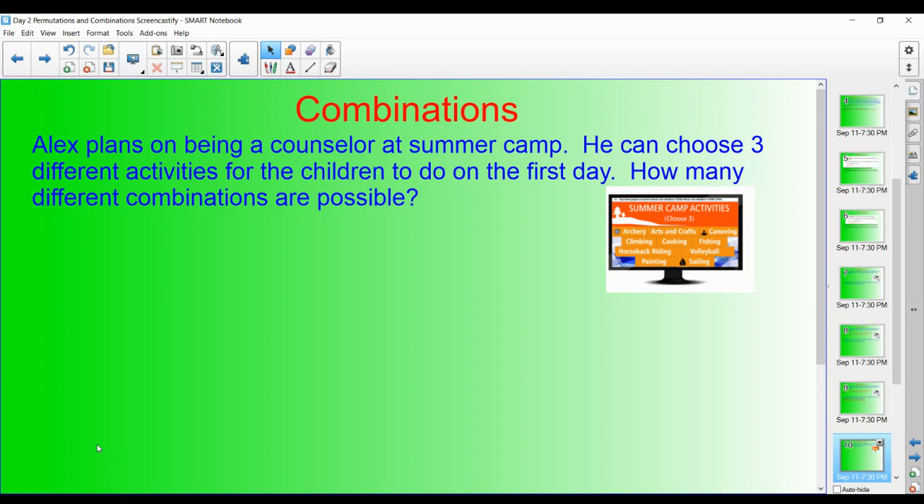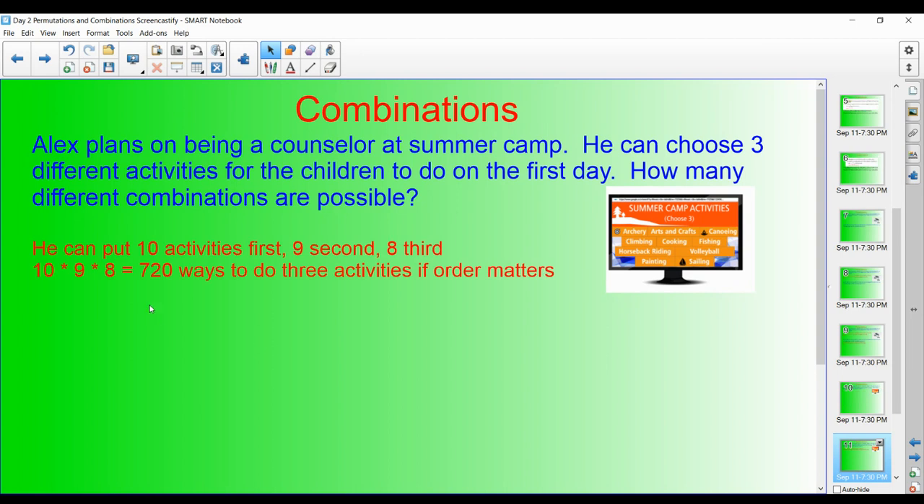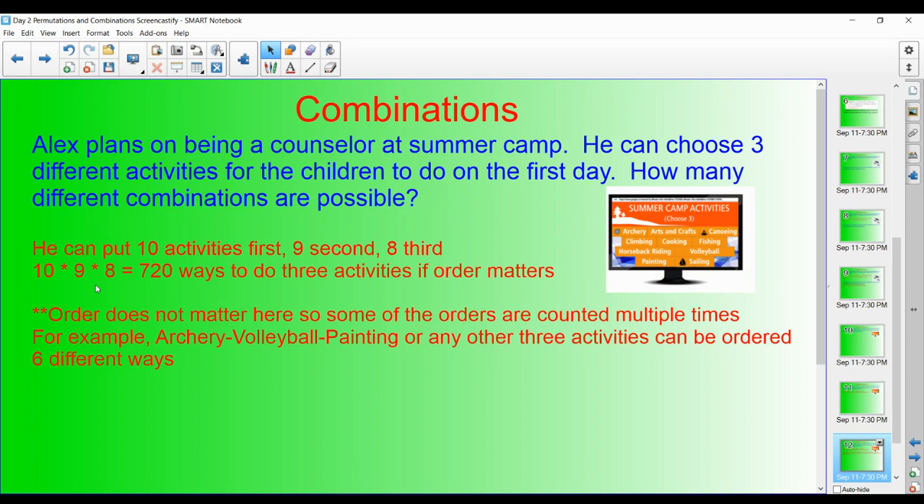Now let's talk about Alex being a counselor at summer camp. He's got to pick three out of these 10 activities, and order doesn't matter. I don't care whether we do archery first or climbing first, as long as I just got to pick three and the order will come later. If the order mattered, I can do 10P3, 10 times 9 times 8. But order doesn't matter here.